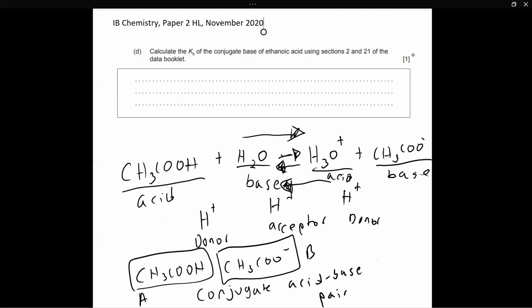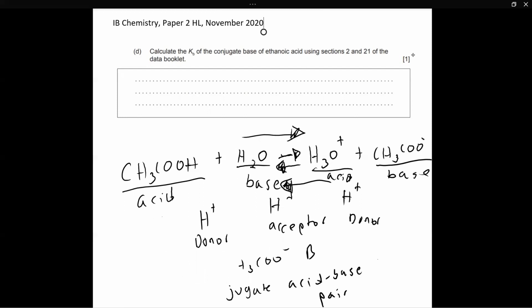And just a quick fact, the conjugate base of a weak acid is very strong. So ethanoic acid is a weak acid. That's why we calculate Ka for ethanoic acid. So the conjugate base of ethanoic acid, which is the ethanoate ion, is a very strong base. That's just a quick fact. And I've explained this in detail in another video as well.